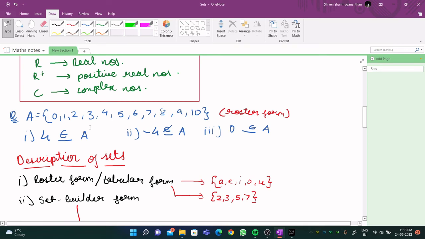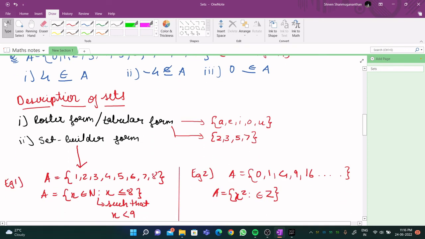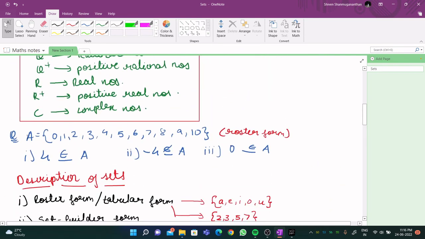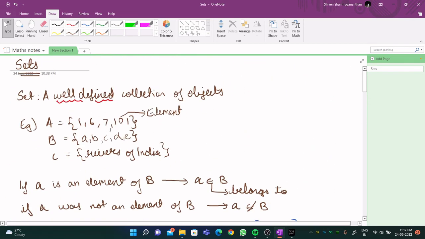Then we saw some examples here. Then we came to description of sets. There are two ways of describing sets. We have the roster form, also known as the tabular form, where you show every element present in that set. You represent all the elements there are. For example, this here, A is in its roster form. You can see all the elements it has in them, and these two.